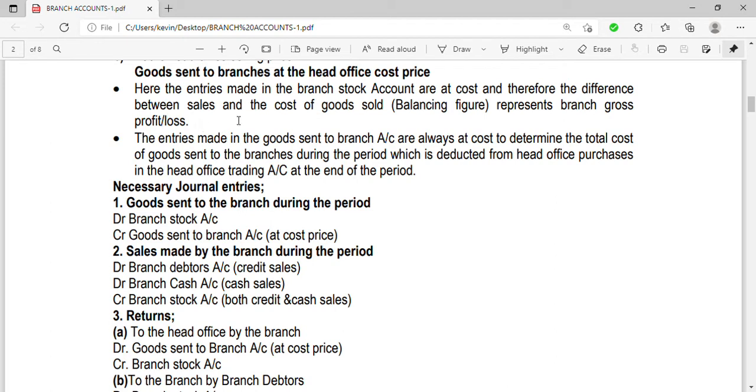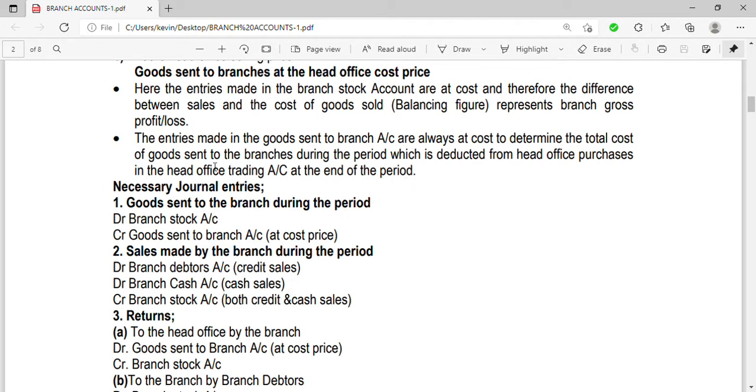Here the entries made in the branch stock account are at cost, and therefore the difference between sales and the cost of goods sold represents the branch gross profit. Entries made in the branch stock account are at profit. Then the entries made in the goods sent to branch account are always at cost, to determine the total cost of goods sent to the branches during the period, which is deducted from the head office purchases in the head office trading account at the end of the period.